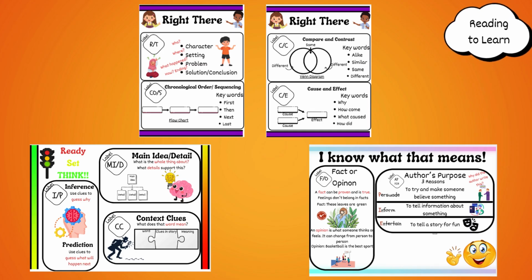So the right there questions are the type of questions that they can actually match and find in the text. The ready, set, think questions, we're looking for clues in the text to help us make our best decisions. And I know what that means usually includes certain words that the student has to know in order to be successful. Each poster includes several topics of readings, how we label the questions, and how we best determine the answers. So definitely check out that video if you want to see how I approach that topic.